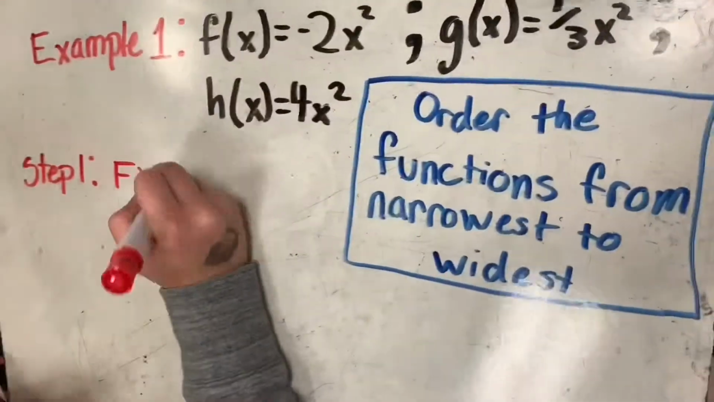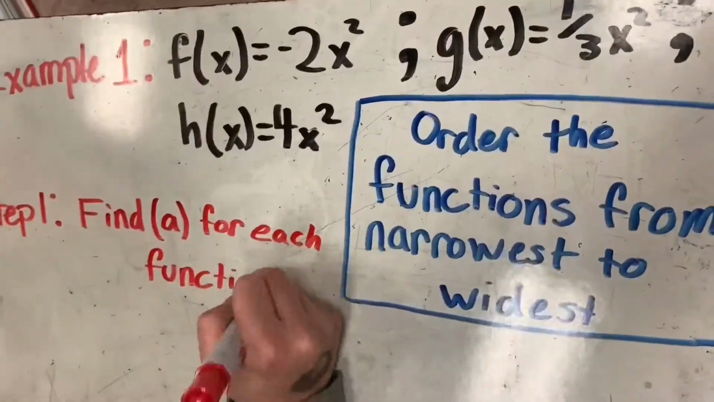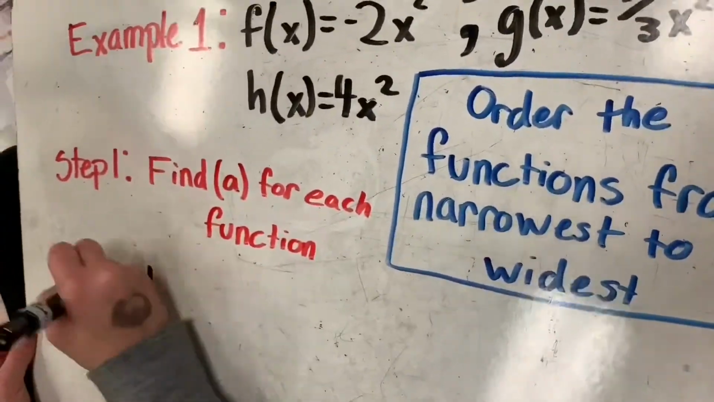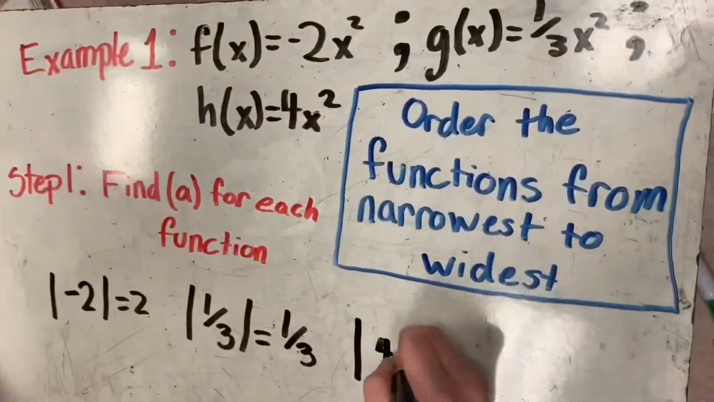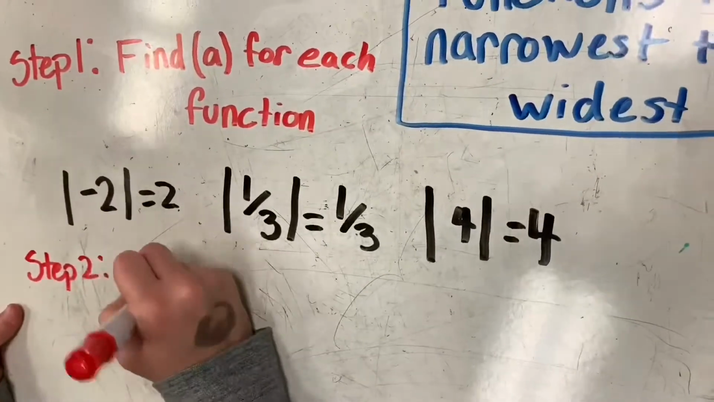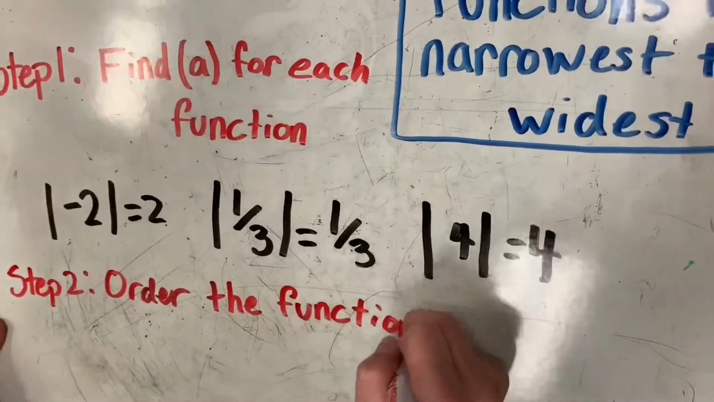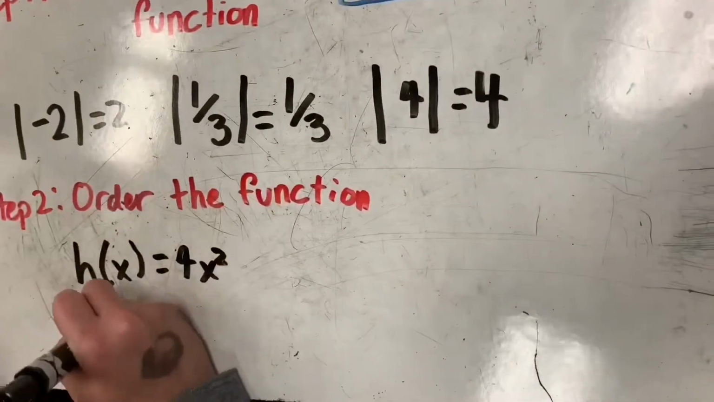Example 1. Comparing widths of parabolas. Step 1. Find the absolute value of a for each function. The absolute value of negative 2 is 2, the absolute value of 1/3 is 1/3, and the absolute value of 4 is 4. Step 2. Order the functions. h of x equals 4x squared, f of x equals negative 2x squared, and g of x equals a third x squared.